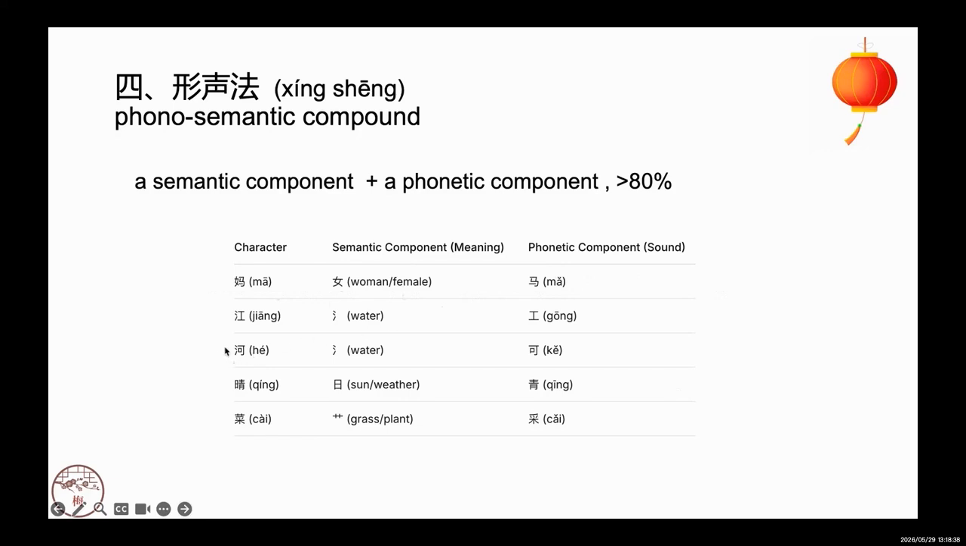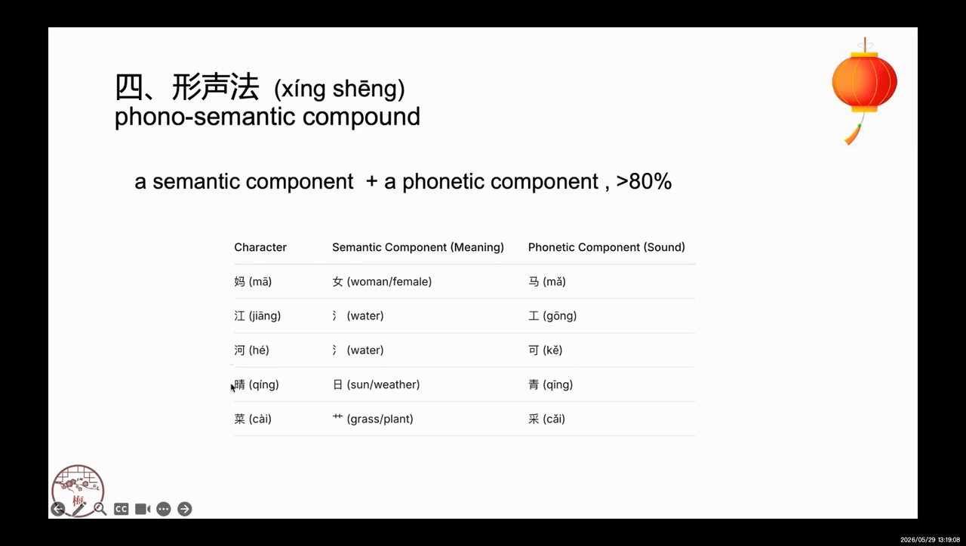Let's take a look at the third one, he, which means river. So the left part is three dots. It's about water. The right part is another character, 可以的可. So finally, the pronunciation for this character is similar to the right part, which is the phonetic part, 和.